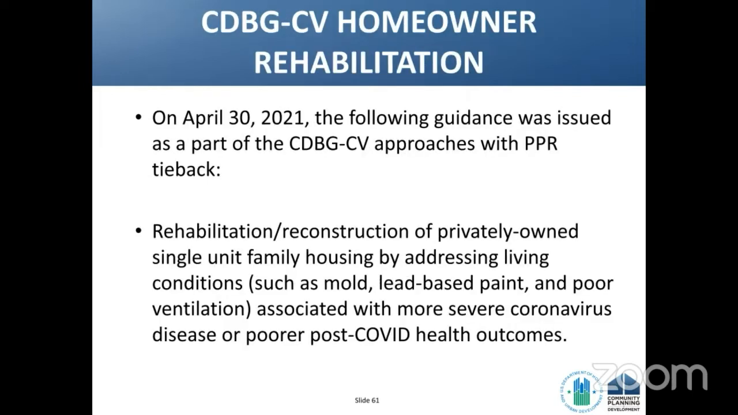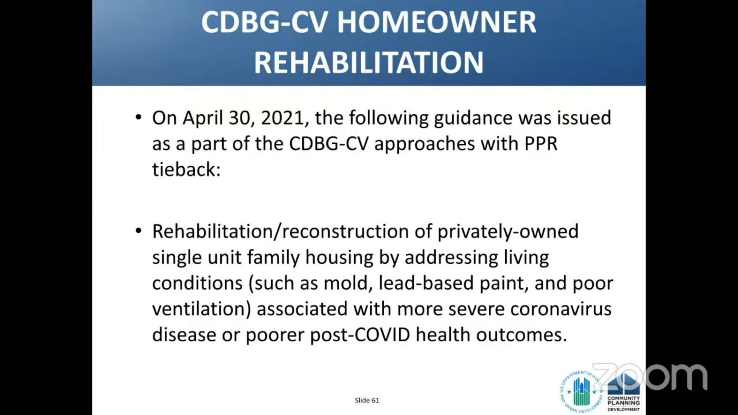Now let's get into CV requirements with regard to homeowner rehabilitation. On April 30th, the tieback flexibility guide was issued and published on the HUD Exchange. And this is the guidance that was issued with regard to the use of CDBG-CV funds, which, as we all know, must address coronavirus to be eligible.